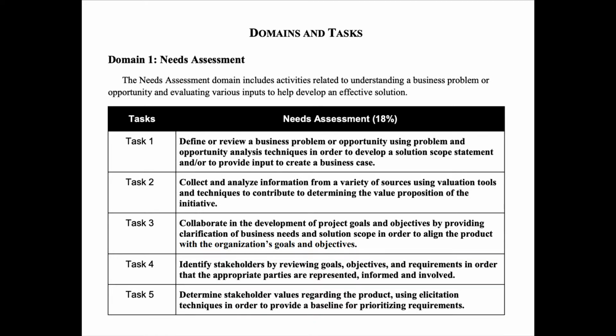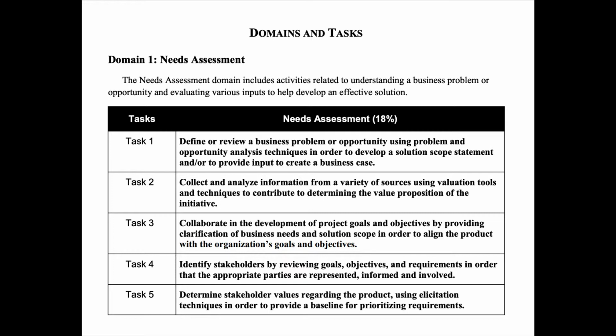Each of the domains has their own tasks that ought to be done. And here are the tasks for needs assessment. We won't cover all of them as they will all be given to you in the course. So for needs assessment, there are 5 tasks, and let me just go over the first part of the tasks. Task 1, define or review a business problem or opportunity. Task 2, collect and analyze information from a variety of sources.